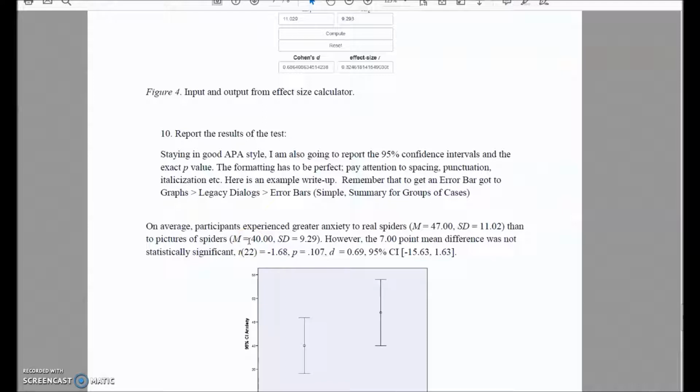So when we did the group statistics, we see that the mean of participants seeing the real spider was more than seeing the picture of the spider. However, this 7-point difference, the mean difference, was not statistically significant.